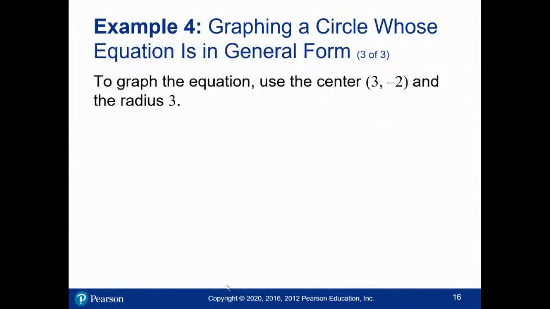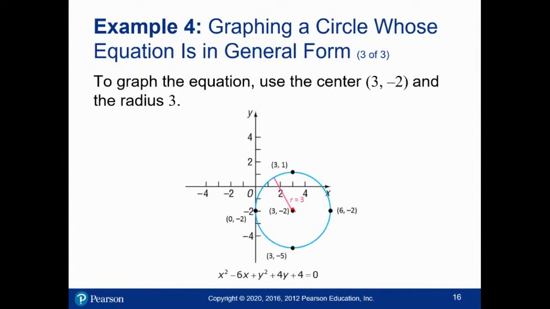Okay, so can we graph it? Sure. We found its center, 3, minus 2. We found its radius, 3. So we just move up 3 units. If I move up 3 units and I started at y equals minus 2, I'm going to end at y equals 1. If I move down 3 units, I'm going to end at negative 5.